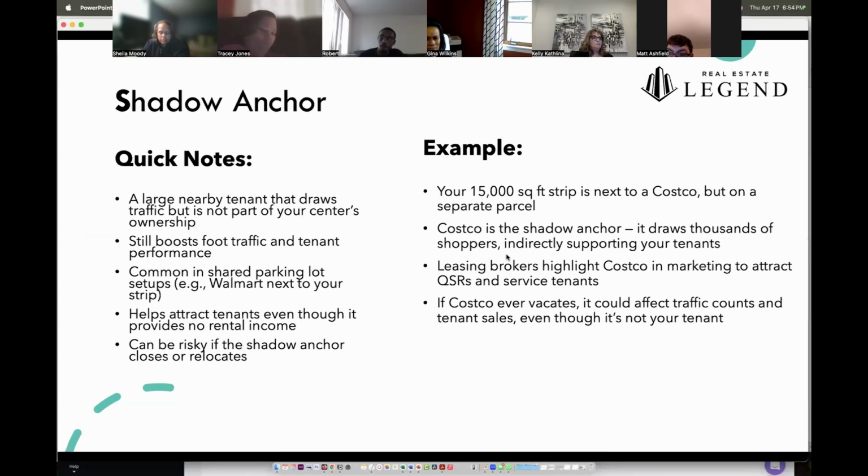Shadow anchor. These are cool because it's like an anchor tenant, but they're not on your land. So there might be a Costco just kitty corner from my property. It's a shadow tenant or a shadow anchor. It's not my anchor, but it's really close to where I am. Even though it's not mine, at least it's still bringing traffic in. A lot of people drive by my place to get to the Costco. Hey, that might bring me some business. So that's a shadow anchor, not on your property, but very close by.